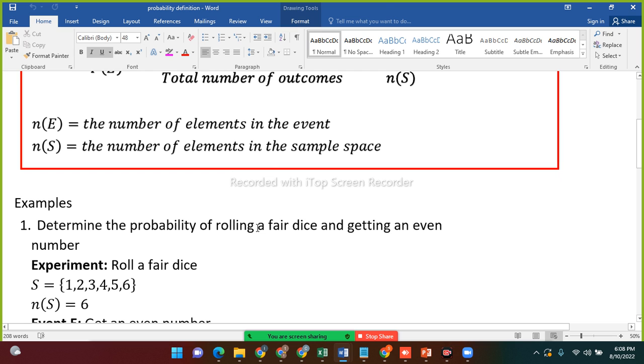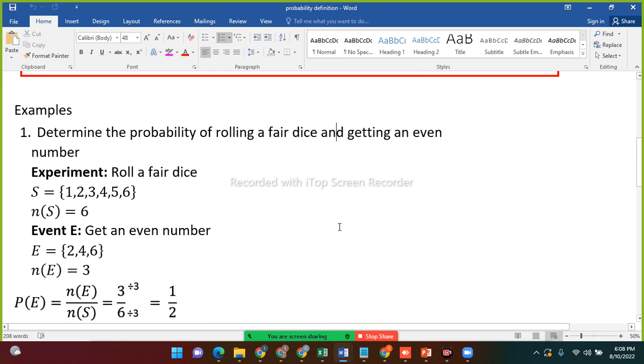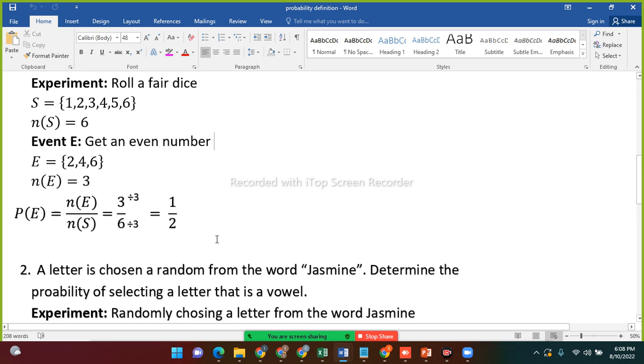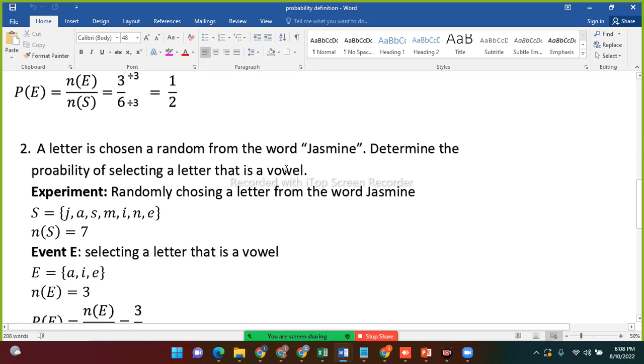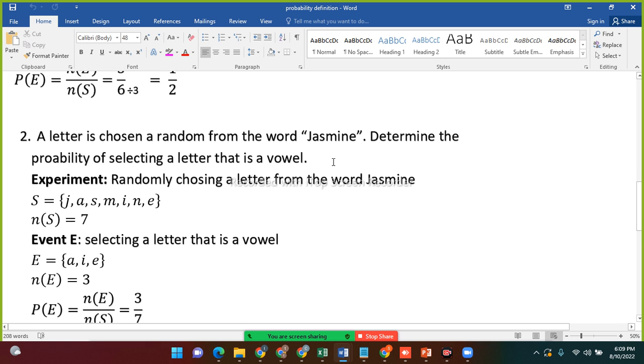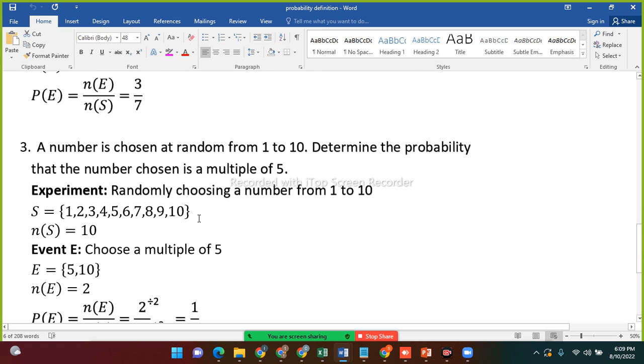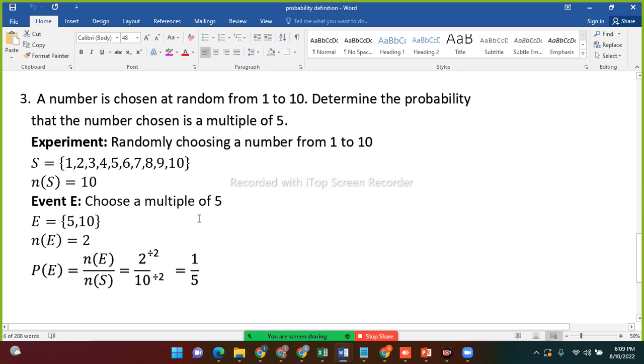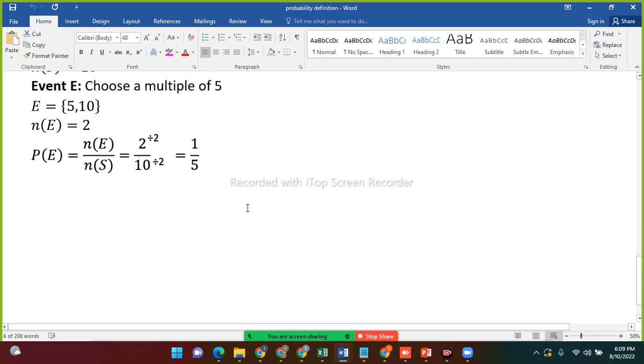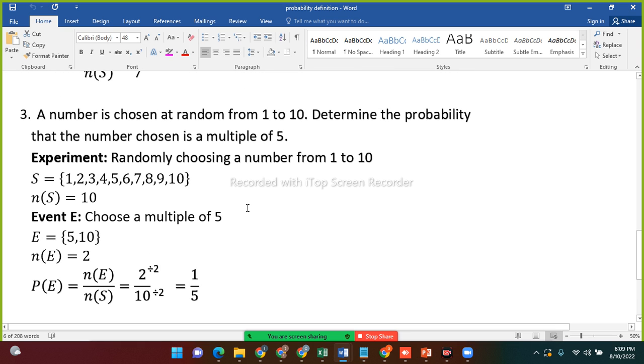We looked at rolling a fair dice, where the event is an even number. We looked at selecting letters from the word jasmine and the probability that we get a vowel. And we looked at the experiment where we choose randomly numbers from 1 to 10, and you have to choose a multiple of 5. Those were some of the examples that we looked at yesterday.